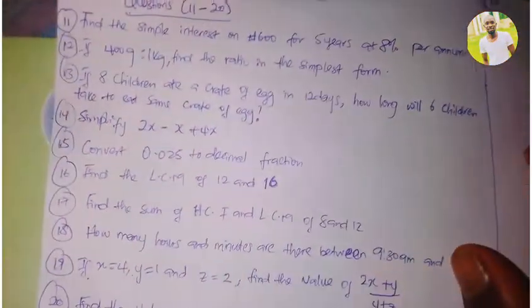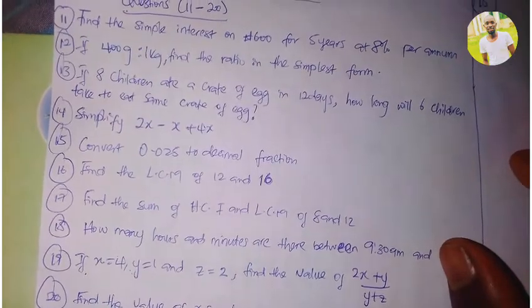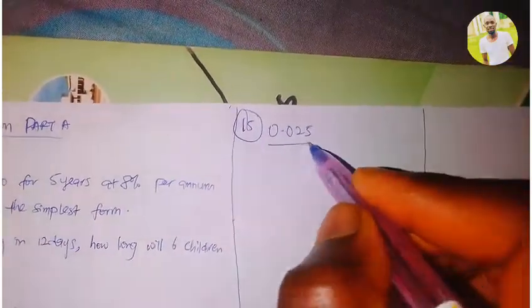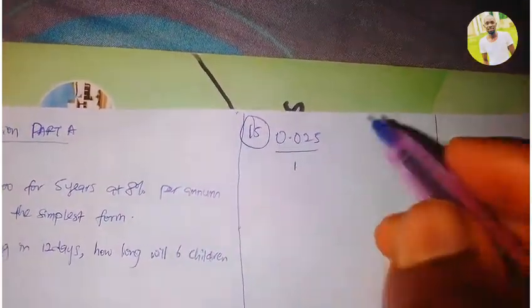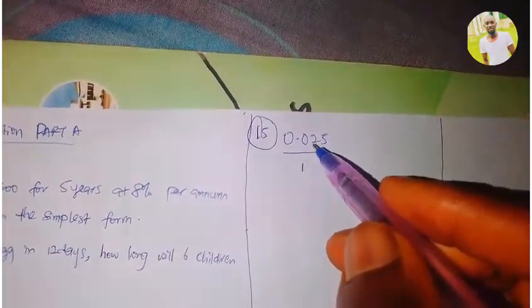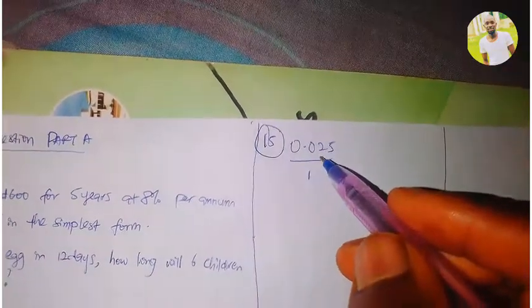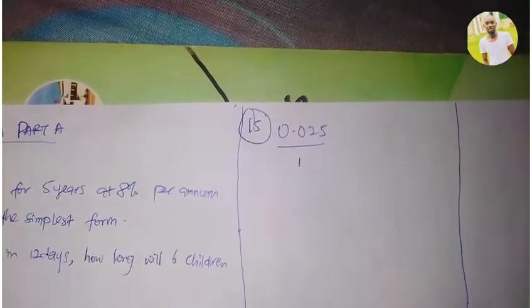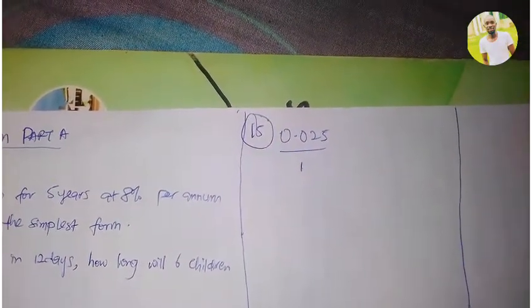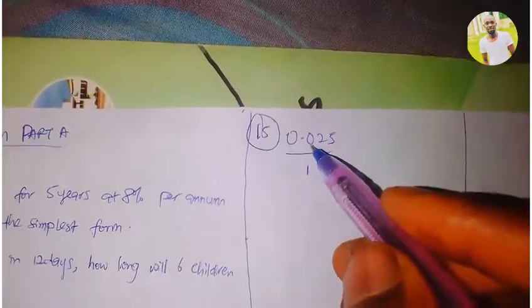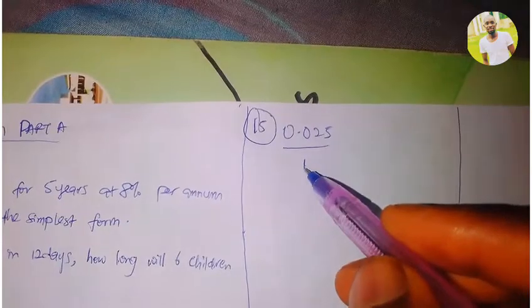Okay, so number 15 question says convert 0.025 to a decimal fraction. Decimal fraction means I'm to divide by 1. How do I mean? 0.025 is the same thing as 0.025 over 1. Because when I find an expression like this, it means my answer is 0.025. Just as 5 over 1 is 5, 10 over 1 is 10, 20 over 1 is 20. So I can represent 0.025 as 0.025 over 1.